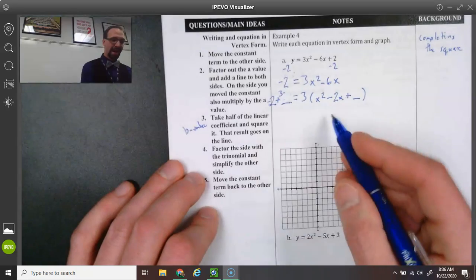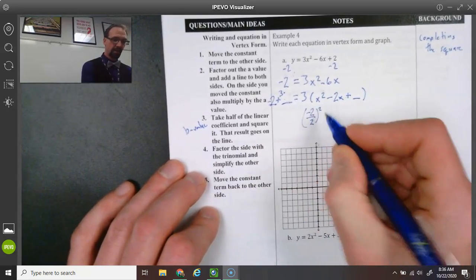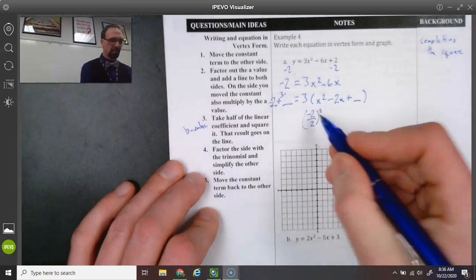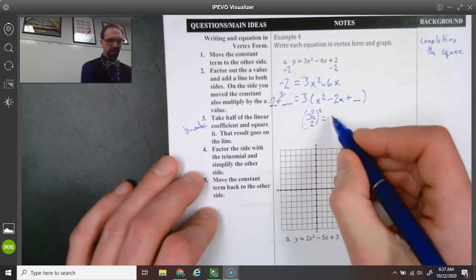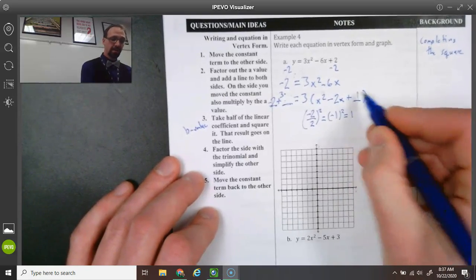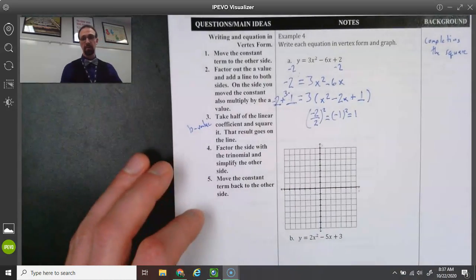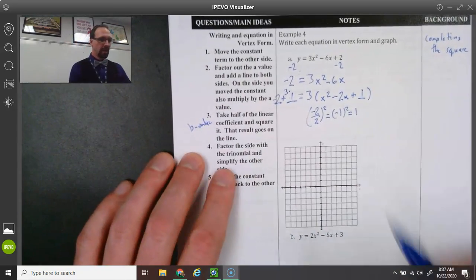So if I take half of negative 2 and then square it. This should look familiar. This is what we normally do when we complete the square. Negative 2 divided by 2 is negative 1. Negative 1 squared is 1. So we're going to put a 1 here, and then 3 times 1 is over here. Now remember, it's 3 times 1, so when I write my next step, I'm going to show that.